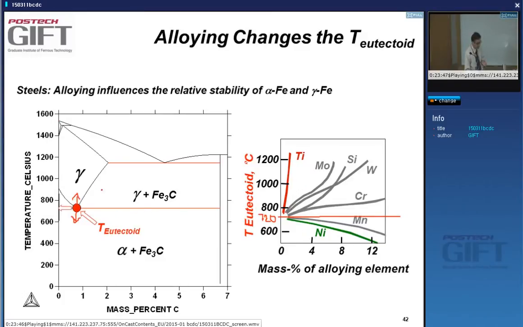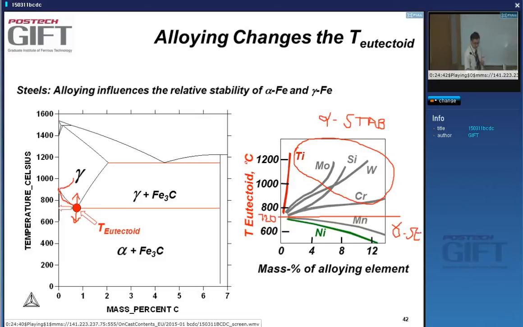So for instance, with titanium, you'll have a very strong increase. Silicon also. So that basically means that instead of having this downward slope here, the slope may even increase as you add titanium or elements that have similar effects as titanium. So these elements that increase this eutectoid temperature, titanium, moly, chrome, vanadium, we call them ferrite stabilizers or alpha stabilizing elements. Whereas elements that reduce this temperature, we call them austenite stabilizers or gamma stabilizers.